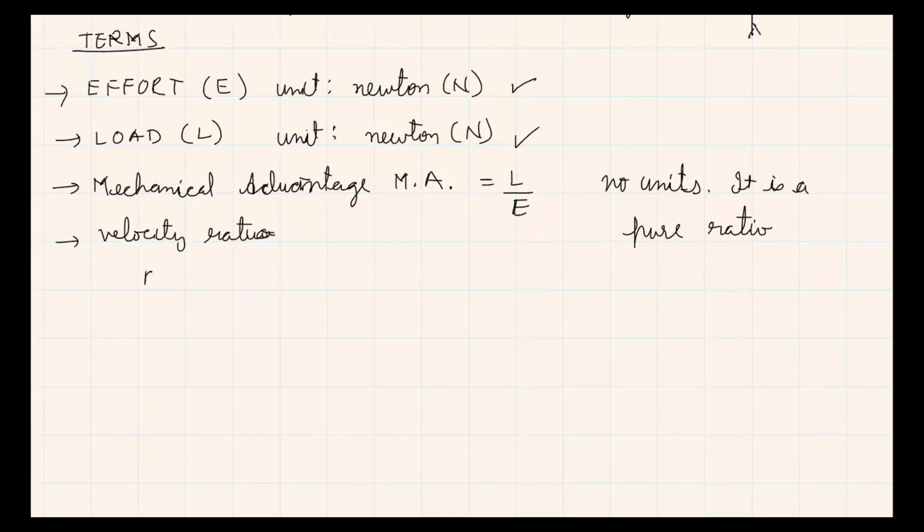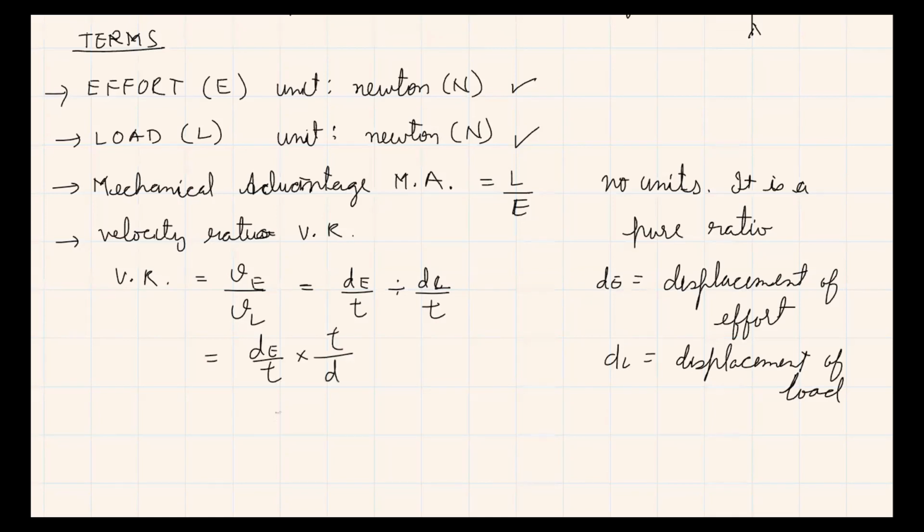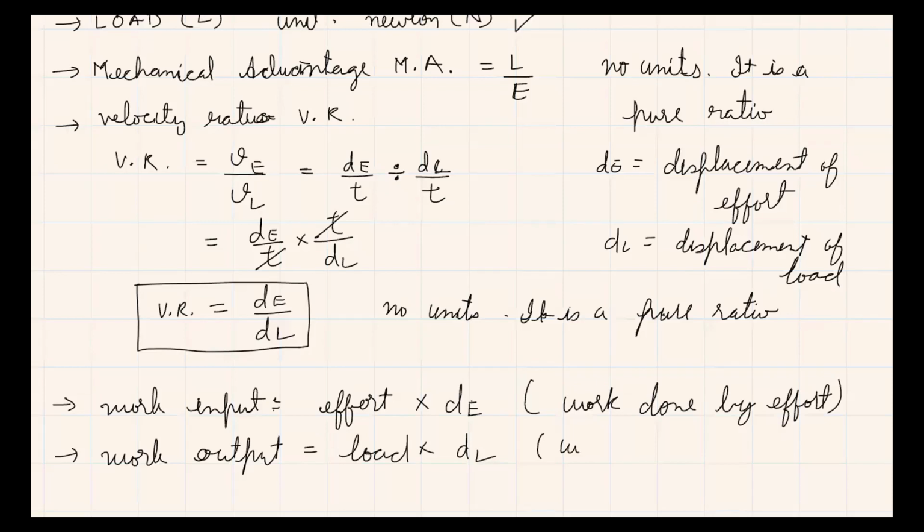Velocity ratio. Now velocity ratio is defined as velocity of effort upon velocity of load. Now what is velocity? Velocity is distance upon time. So that is displacement of effort upon time divided by displacement of load upon time. I'm writing it over here. So this is displacement of effort and this is displacement of load. Now when this changes into multiplication, it is displacement of effort upon displacement of load. Velocity ratio has no unit. It is a pure ratio. And this is work done by the load.